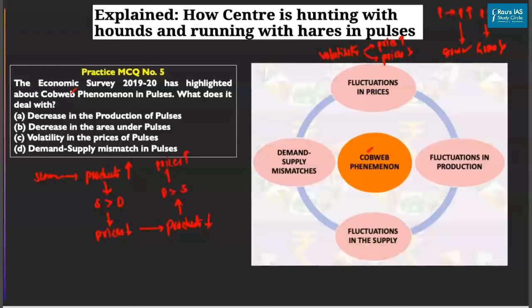And if the prices increase, once again, in the next cropping season, more number of farmers would grow pulses in order to take the advantage. So this particular cycle keeps on repeating itself. So that is what we call the cobweb phenomena. So the right answer to this particular question here is C, that is volatility in the prices of pulses. You must understand here that out of the 4 options which are given here, you would have to choose the option which is closest to the correct answer, and that happens to be C, that is volatility in the prices of pulses.